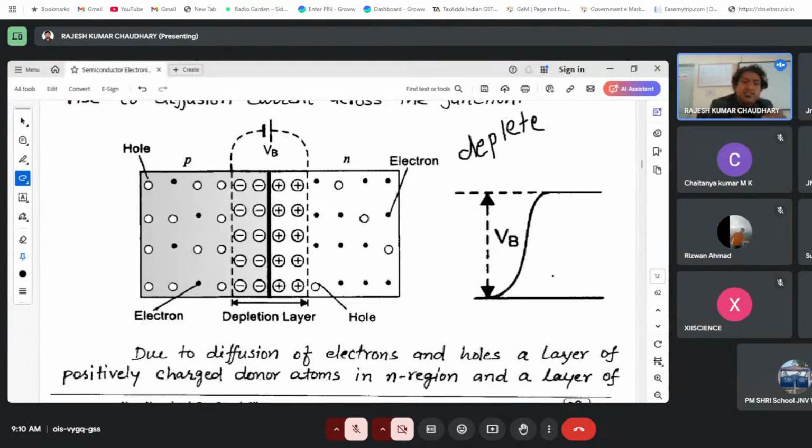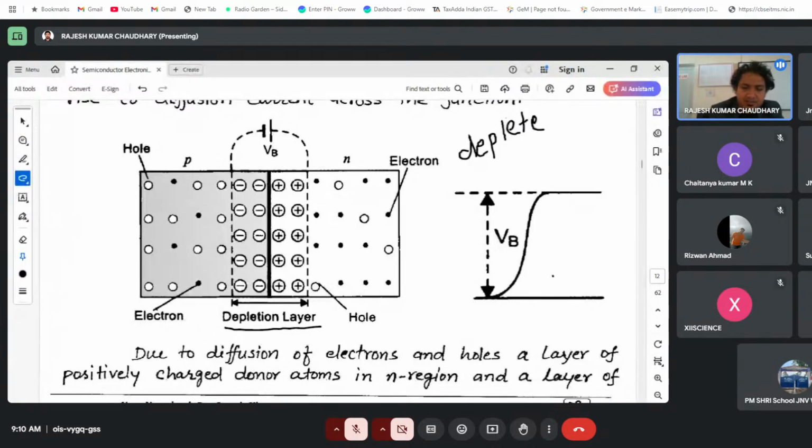That means that free charge is reduced. Earlier free charge was in very high number, now free charge is in very less number. That's why there will be a region, and that region will be termed as what? Depletion region or depletion layer. Okay, so the depletion layer will be formed because of the diffusion process.